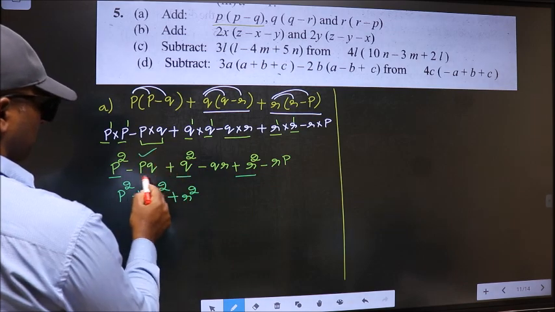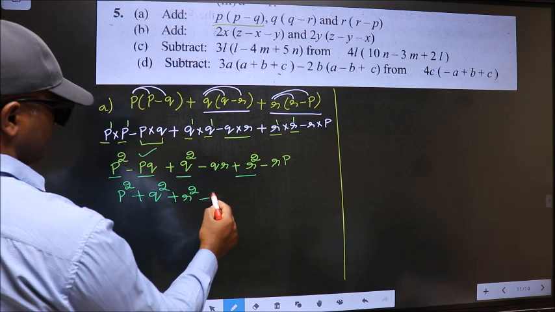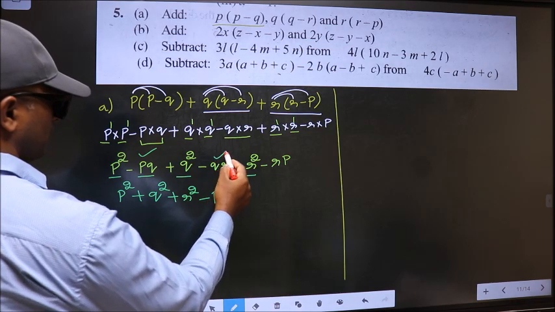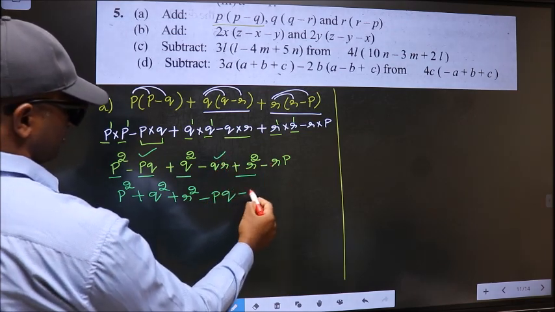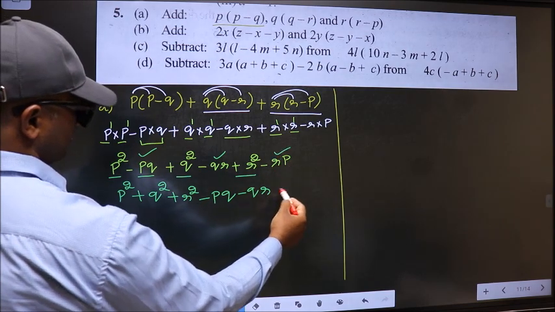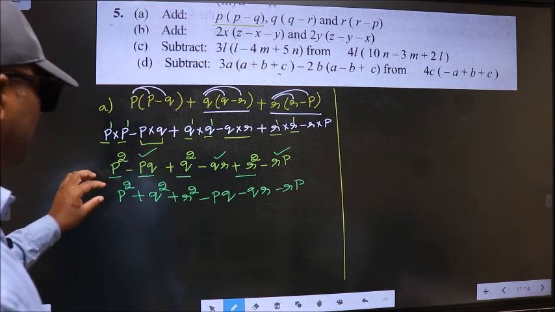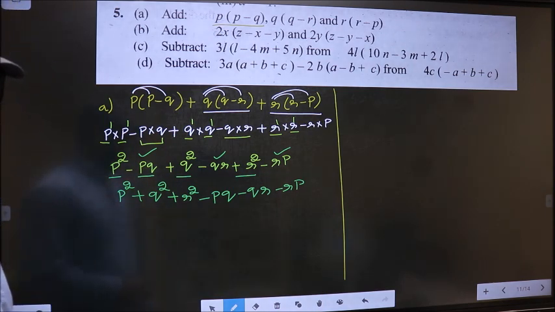Then followed by pq term. Do we have pq term anywhere? No. So you write as it is. Next qr term, anywhere else? No. So you write it down as it is. Next rp term, so you write as it is. So this is our answer.